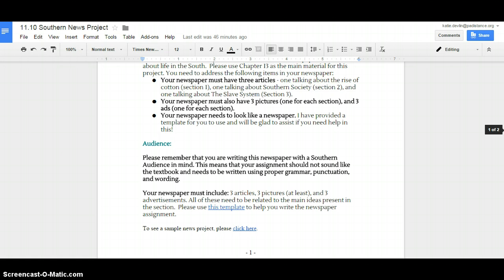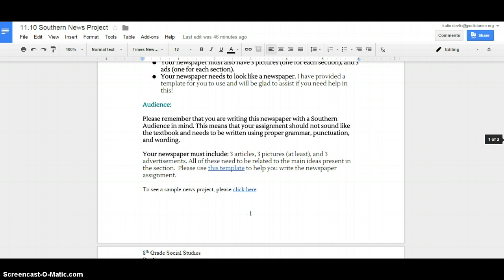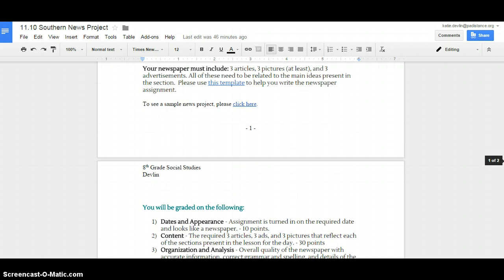Your newspaper needs to include 3 articles. Don't worry, I've given you the topics. 3 pictures, at least, and 3 advertisements. All of these need to be related to the main ideas present in the section. Use this template to help you write the newspaper assignment. We've also got a sample project, which we're going to take a look at in a moment.